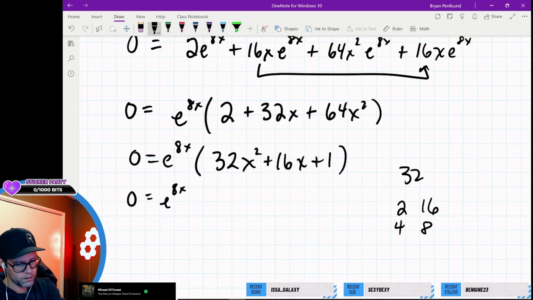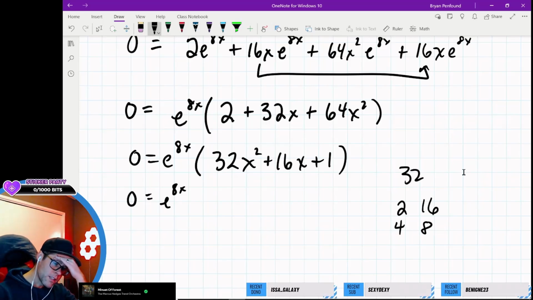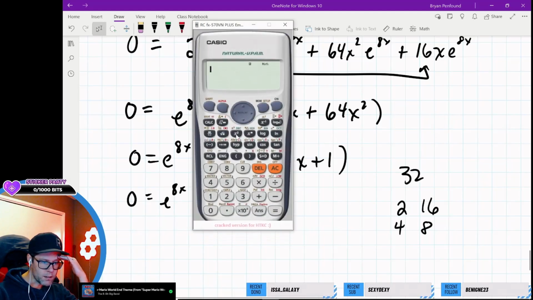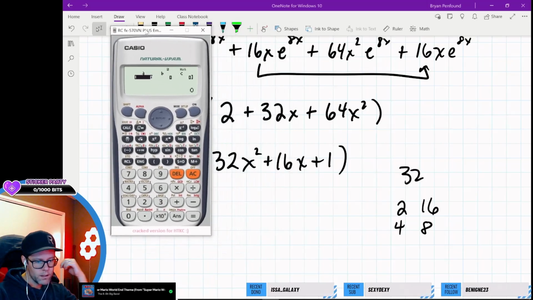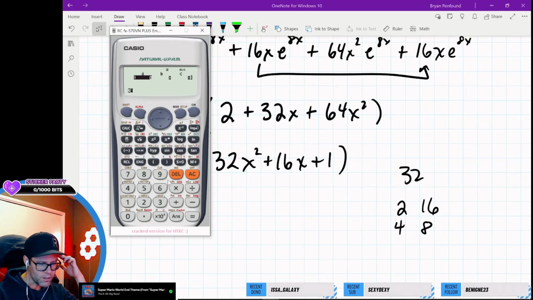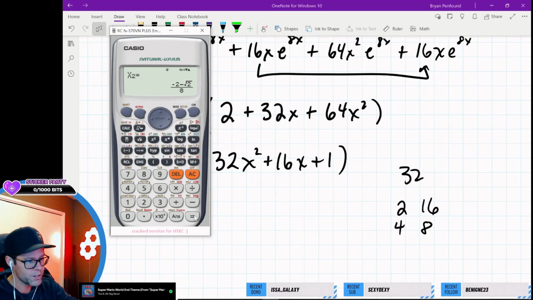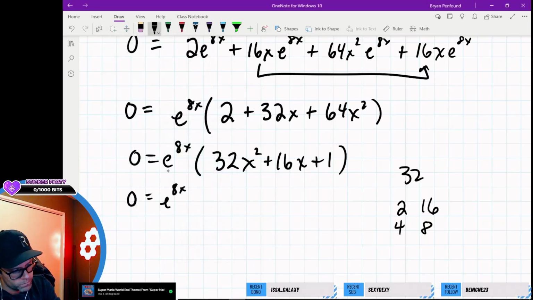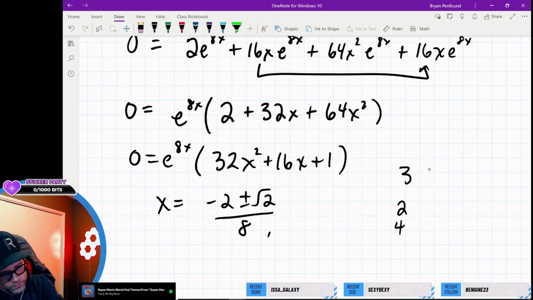At least with nice numbers. Let's take a peek. Either that or I'm just being dumb, which is also a potential solution to this problem. So we have this, and this. Yeah, okay, so we would have to use quadratic here, so we get -2 plus and minus root 2 over 8. Ugh. Okay, so it is not factorable.